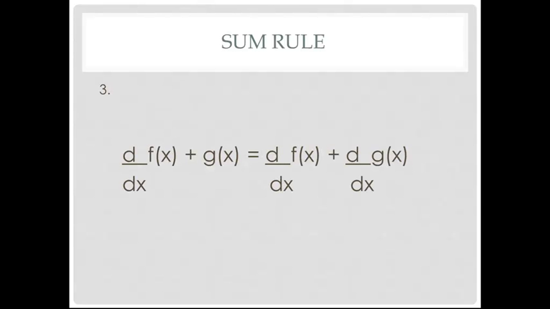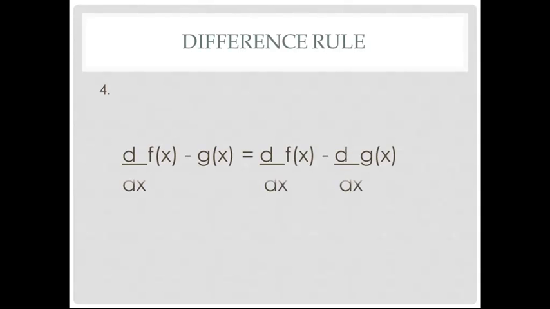Also very easy, very nice, is the sum rule. If you're trying to find the derivative of two functions added together, the derivative of f of x plus g of x, it's simply the sum of the derivatives of each of those functions individually. So the derivative of f of x plus g of x is the derivative of f of x plus the derivative of g of x. Similarly, the difference rule is exactly the same: if you're trying to find the derivative of one function minus another, then it's going to be the derivative of the first function minus the derivative of the second function. These are all very simple, very basic, you can do them without even thinking.